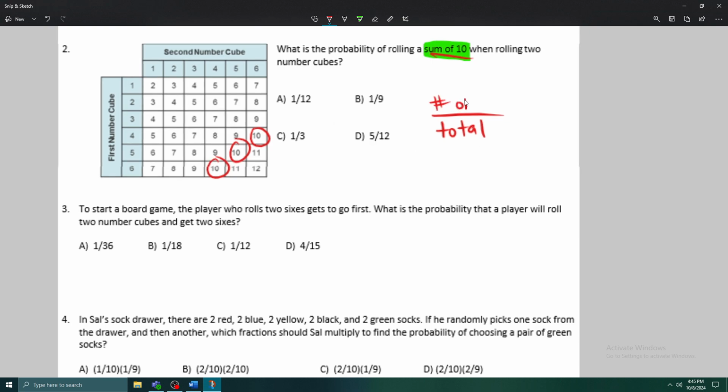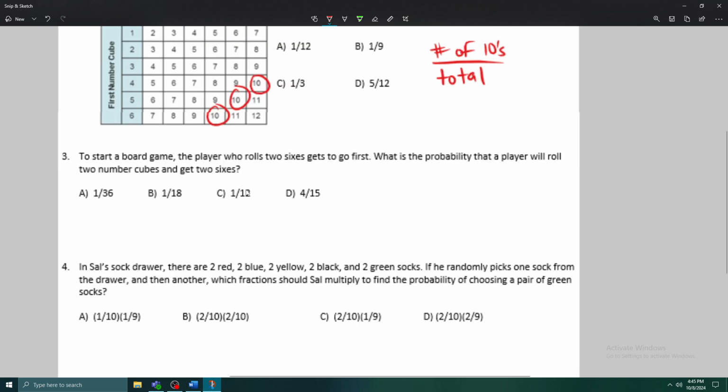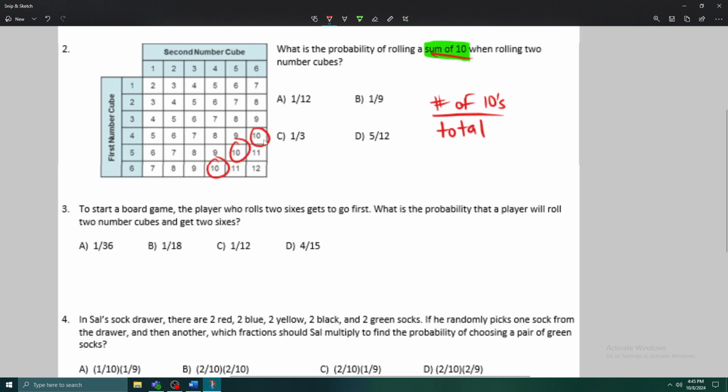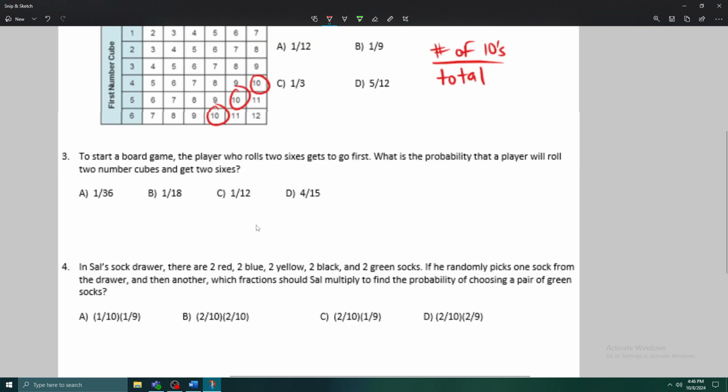This one is a compound event. Technically, you're rolling 2 dice, but it's hard to conceptualize because you kind of think of it in terms of a simple event in a lot of ways. How many tens out of how many total, I should say over how many total. All right, so that should steer you in the right direction. I believe you'll have to simplify a fraction to get the right multiple choice.